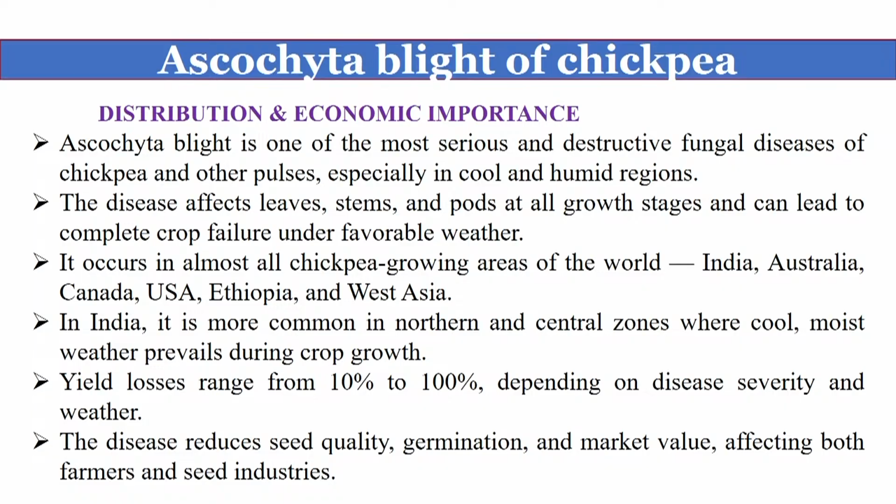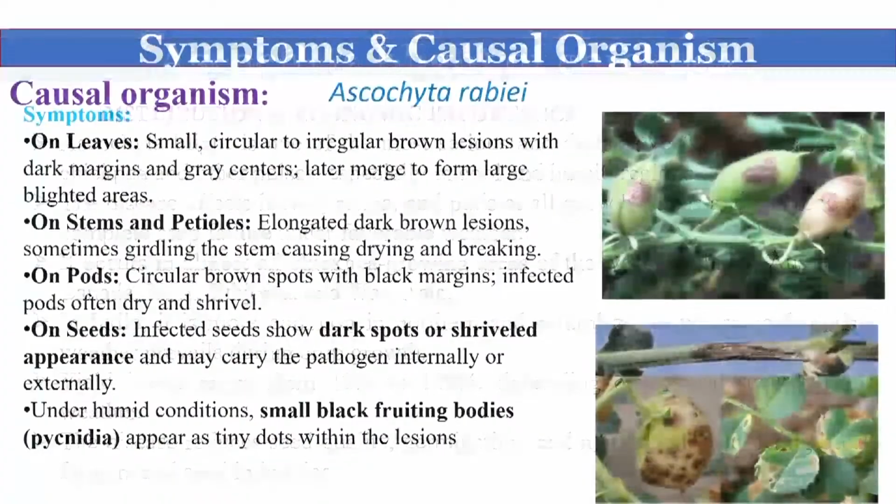It occurs in almost all chickpea growing areas of the world like India, Australia, Canada, USA, Ethiopia as well as the West Asian part of the world. And in India it is most common in the northern as well as central zones where cool moist weather prevails during the crop growth. Dear learners, yield losses range from 10 to 100% depending on the disease severity and weather conditions. The disease reduces seed quality, germination percentage as well as market value, which affects both farmers and seed industries.